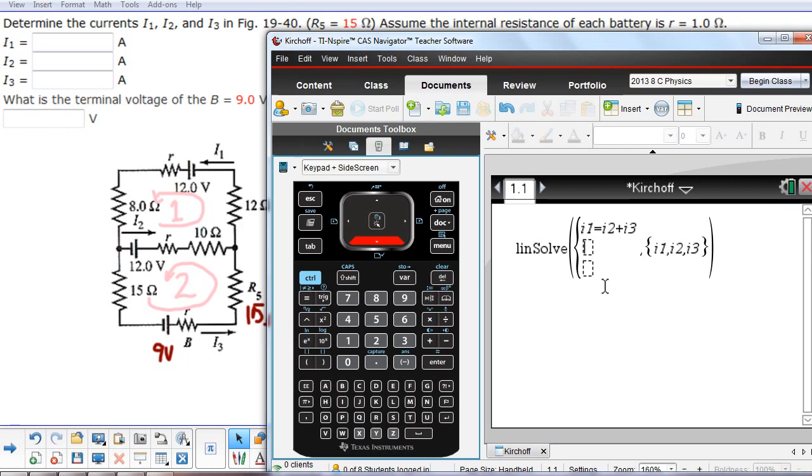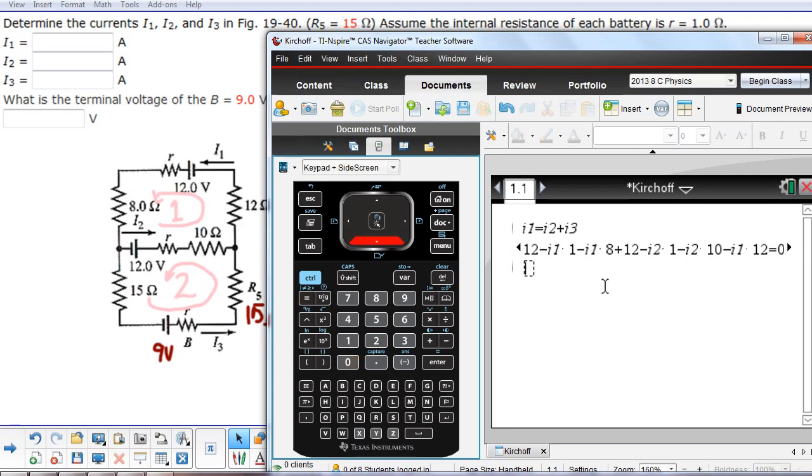So we're going to start off with 12 volts minus the I1 times that internal resistance of 1 minus the I1 times the 8 ohm resistor plus the 12 volts that gets added in that little path over down there, minus I2 times 1 minus I2 times 10 minus I1 times 12. We're back in that other path. That all adds up to be equal to 0, again from that loop rule.